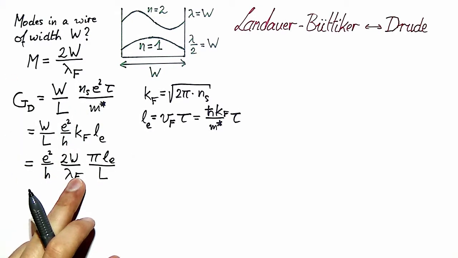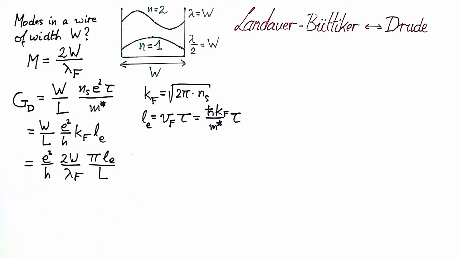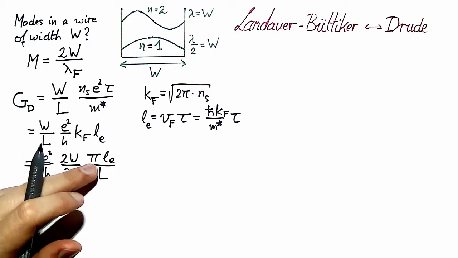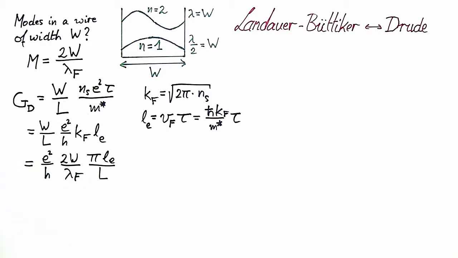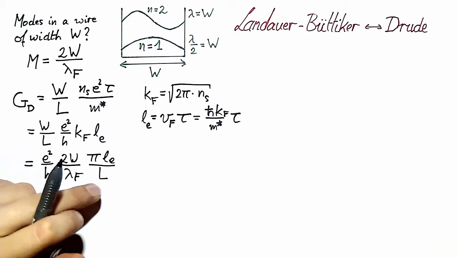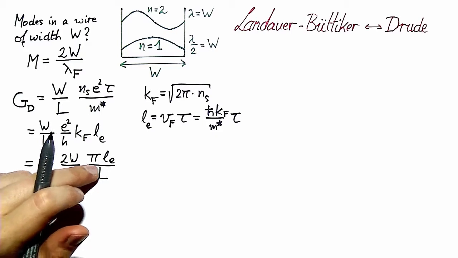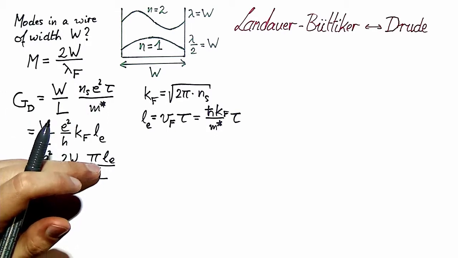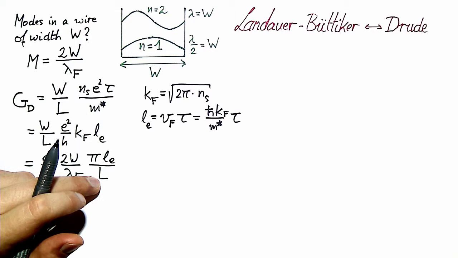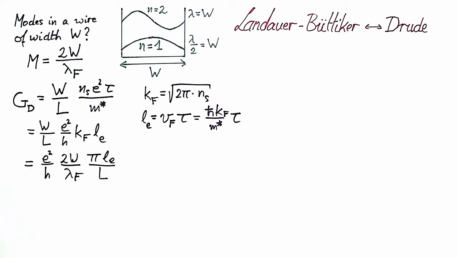And well, since this is the number of modes, what we have here is of the same form as the Landauer-Büttiker result. And we could naively identify this pi times elastic mean free path over length of the conductor with the transmission in the Landauer-Büttiker formula. But this would be wrong, as we see that this fraction here can be larger than 1 if, say, the length of the conductor is sufficiently small. And we know that transmission is strictly smaller than 1. A transmission larger than 1 has no physical meaning.